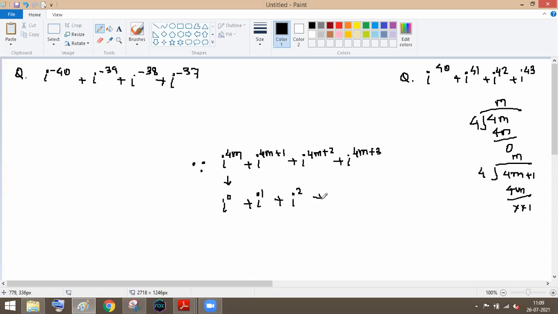What about this i to the power 2? And what about this i to the power 3? Now we know that i to the power 0 is 1, i to the power 1 is i, i square is minus 1, and i cube is minus i. So can we cancel this? All these terms will get 0.